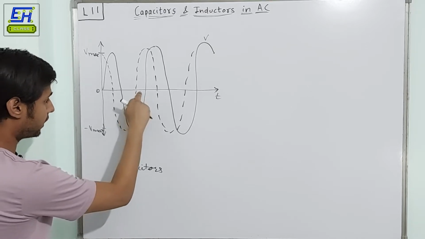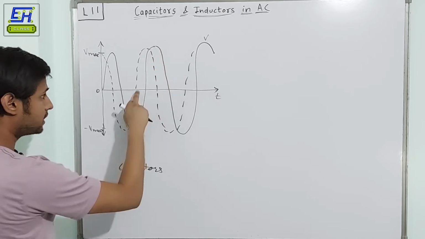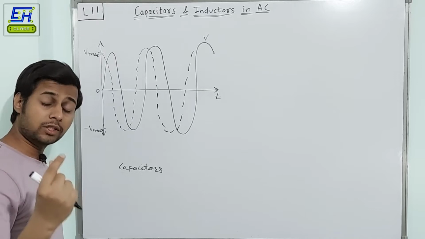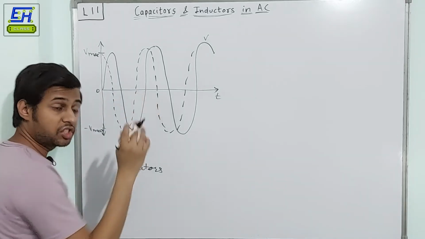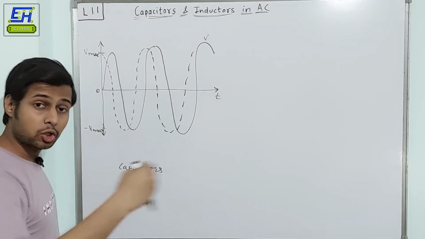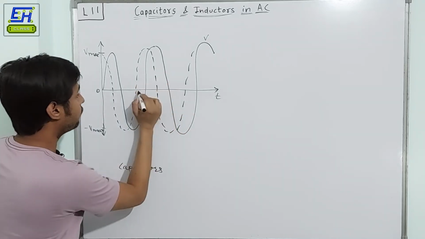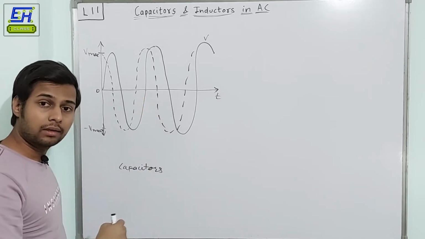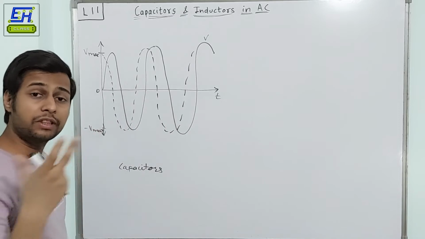Let's consider here. The current actually starts first, before the voltage, because the capacitor charging current is almost instantaneous. It charges rapidly, whereas the voltage across its terminals changes very slowly. It actually takes time to build up. So that's why the voltage waveform is lagged. The voltage lags in a capacitor by a certain angle.